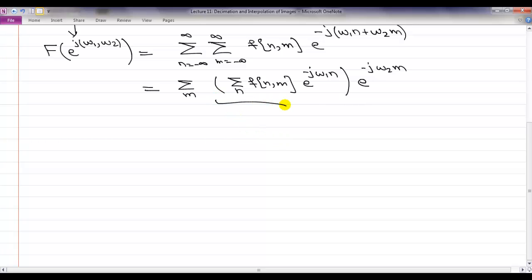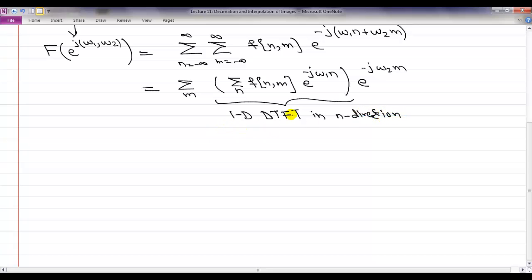Now if I look at this, what is this? This is just the Fourier transform of f of n with any fixed value of m. If I fix a value of m, then I'm summing over all n's and multiplying by e to the minus j omega 1 n. So this is just the 1D DTFT, let's call it in the n direction for a fixed m.